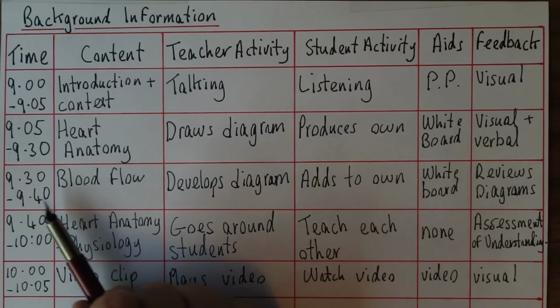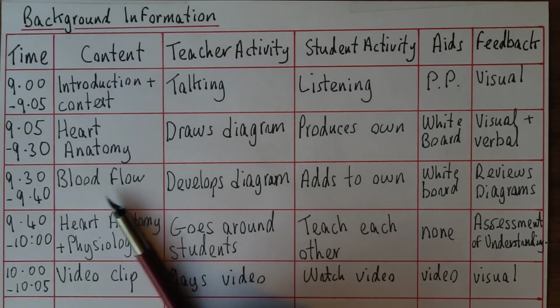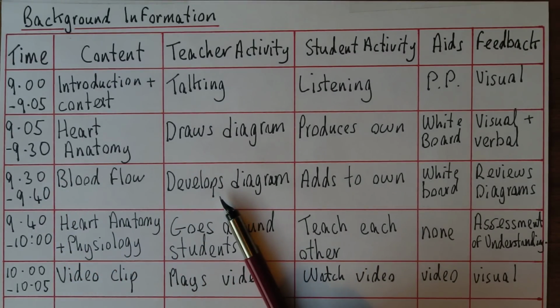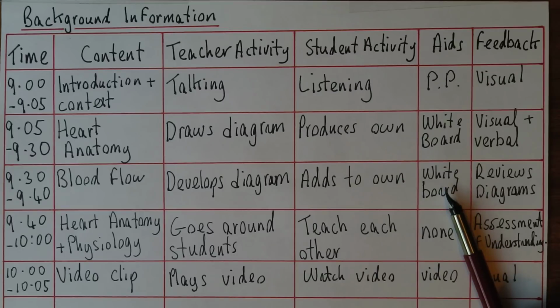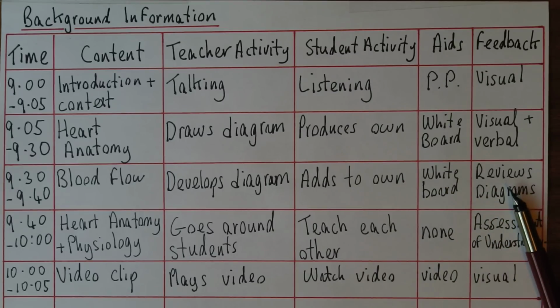Then we want to talk about blood flow to the heart, 9:30 to 9:40. And here we'll develop the diagram. I'll probably draw arrows on it to represent the blood flow. And the students will add to their own diagram. It's a developmental process. And again, we need the whiteboard. And in this situation, the teacher can walk around the class looking at the students' diagrams to make sure they understand.